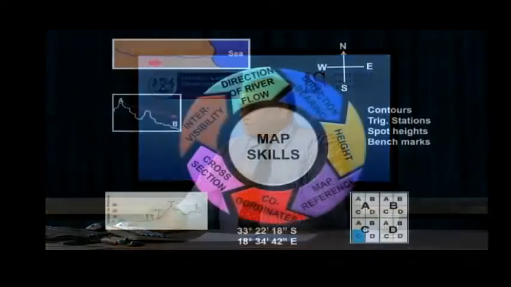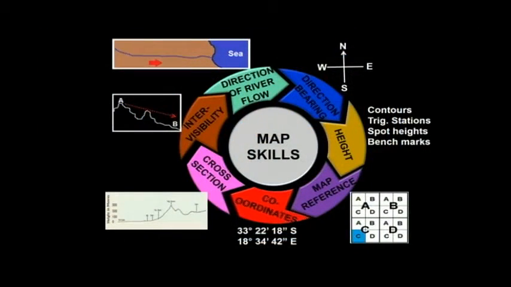So these are the important map skills. Let's just have a look at this again. You must know direction, height, map reference, coordinates, cross-section, intervisibility, and the direction of river flow. Very important for your map skills.